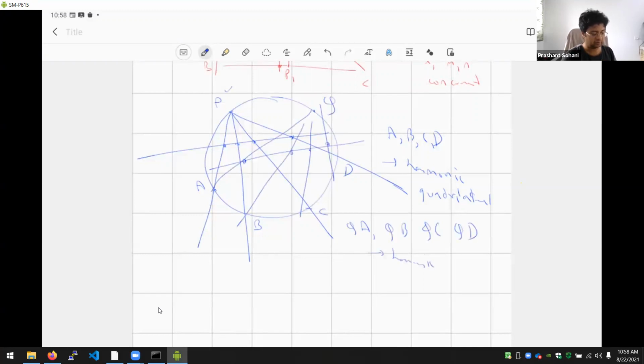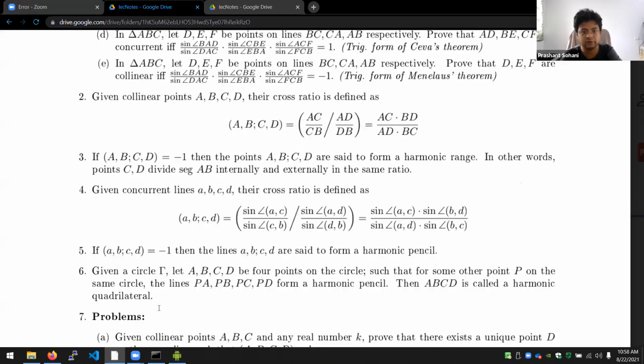The fact that the 4 lines are harmonic gives us some values in terms of sign. So the sign of alpha upon beta, etc. So some quantity you can get in terms of the angles here. So the same condition can be applied for the 4 points on the circle. So yeah, I don't know if there is anything more to be said about this property.